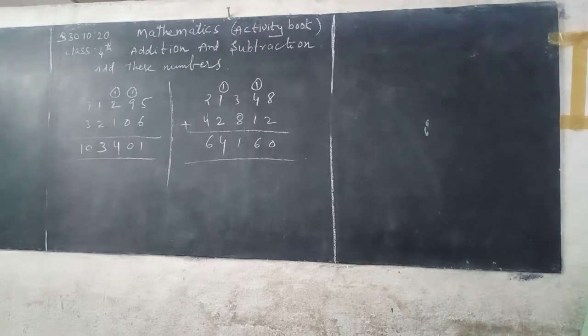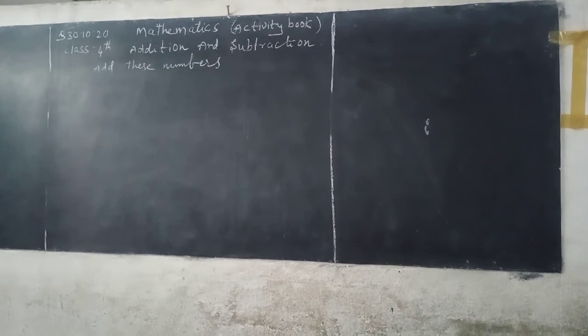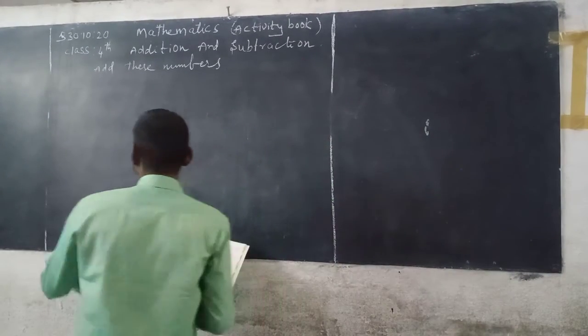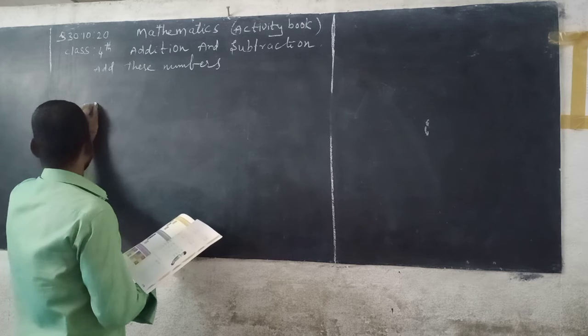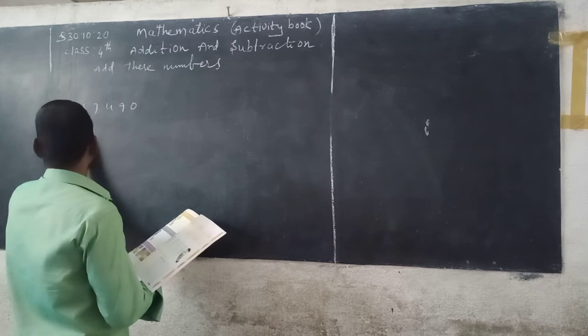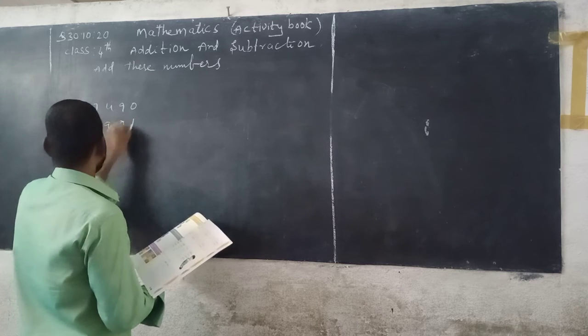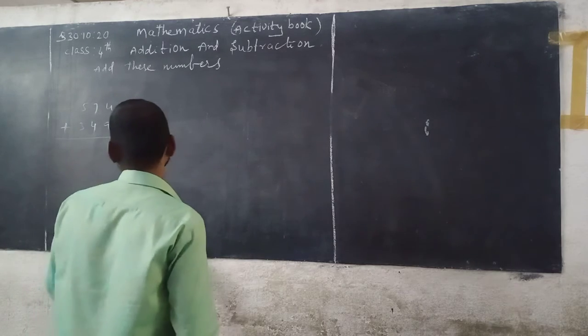Write it down. Next, 57,490 plus 34,981. First add the digits in the ones place, that is 0 plus 1, 1.